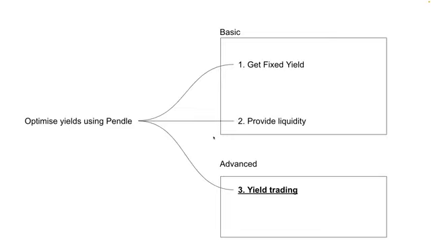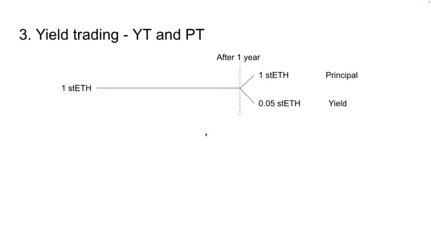Now comes the third way to optimize yield, where the real magic happens. Let's talk about yield trading. This part will be relatively heavier, but I will try my best to make it interactive and interesting. First, we need to understand a bit of mechanics about YT and PT. Let's just stay with this example and you will understand.